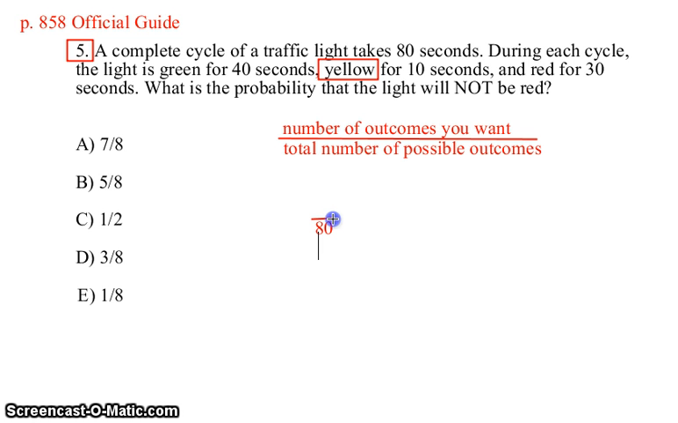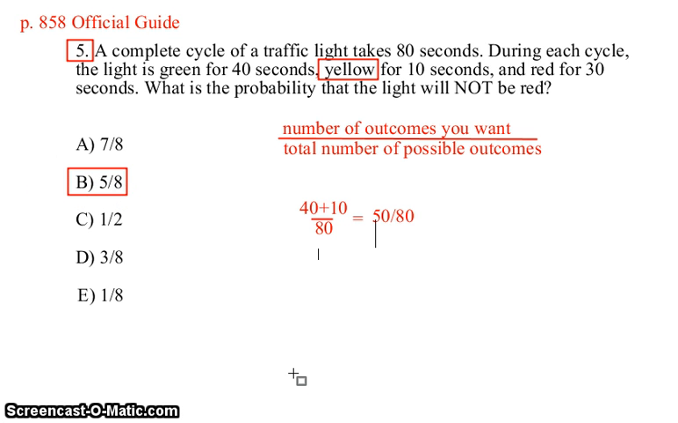And then on the top, we have to take a second and make sure that we have what we want. We want the not red. So the not red is going to be the green, which is 40, plus the yellow, which is 10. So at the end of the day, our fraction is 50 over 80, which reduces down to 5/8, which is answer choice B, the correct answer.